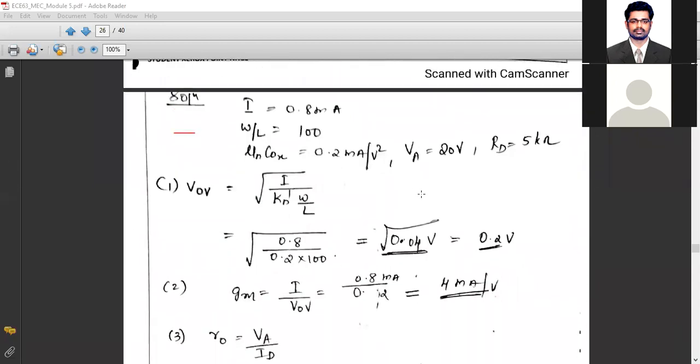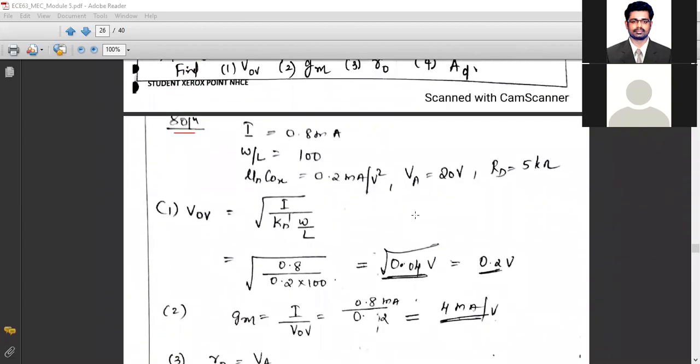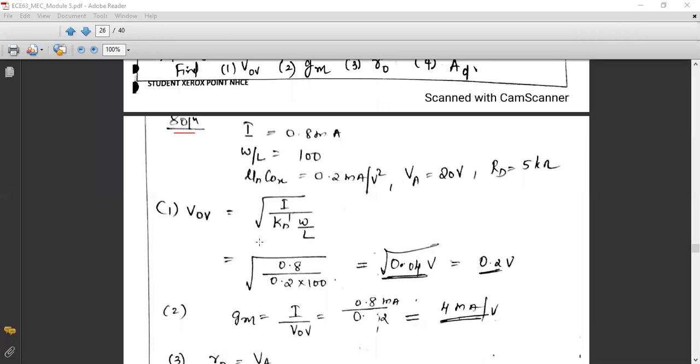So first, let us find the overdrive voltage. We know the equation for VOV. VOV is the square root of I divided by Kn dash W by L, where I is the total bias current. This we have already seen in the previous classes. This is the overdrive voltage of a differential amplifier.